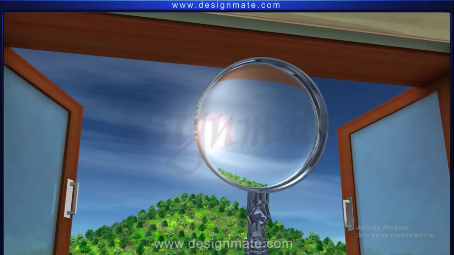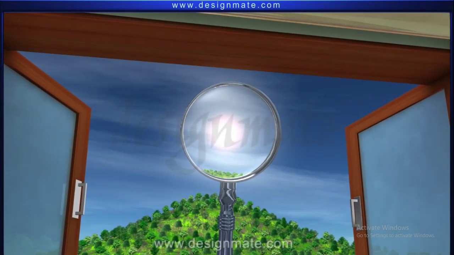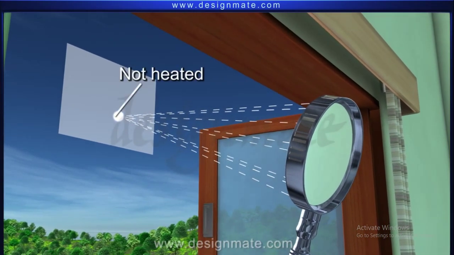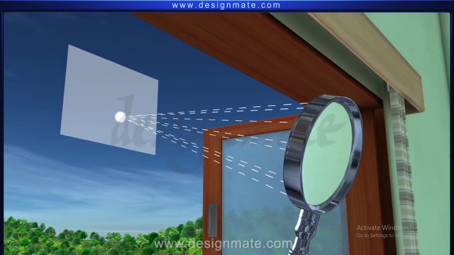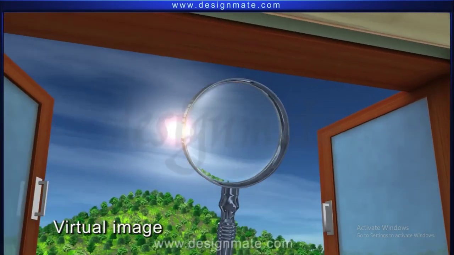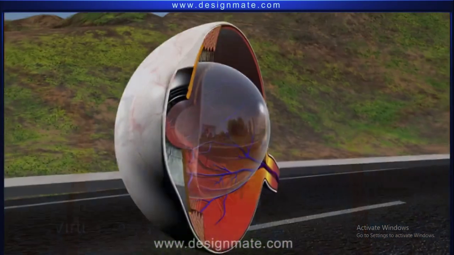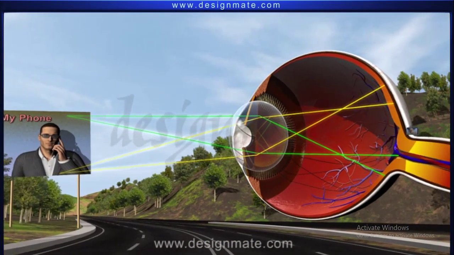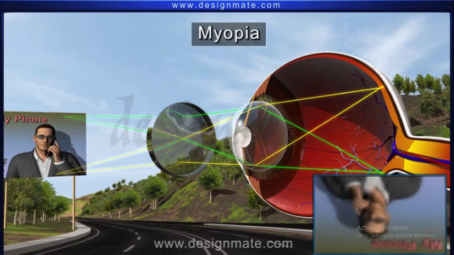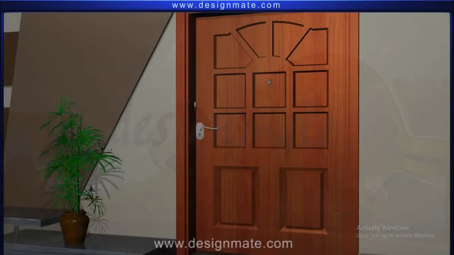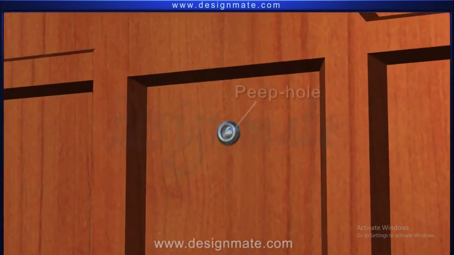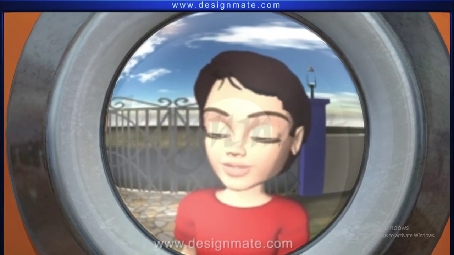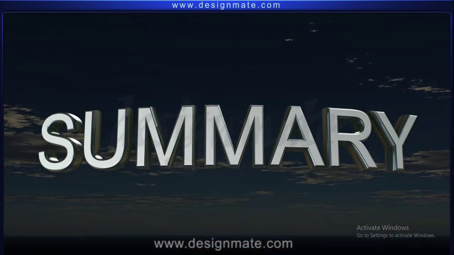The sun viewed from a concave lens would appear as a point. If you place a paper at this point, it would not get heated. The image formed in this case is a virtual image. The concave lenses are used to correct the short-sightedness in people suffering from myopia. A concave lens is also used in the peepholes of doors to get a minimized image of the person on the other side of the door.